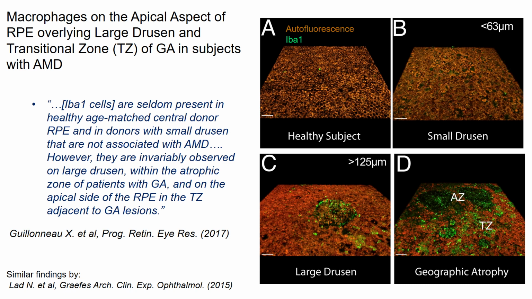But this is in contrast to subjects with large drusen, where macrophages accumulate overlying the apical side of the RPE. And finally, in geographic atrophy, specifically at the transitional zone, which is the edge of the atrophic lesion.